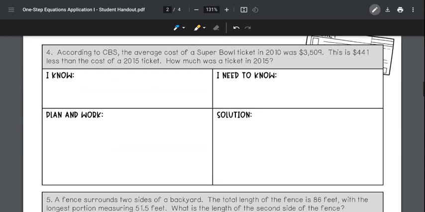All right, flipping to the back, we've got 3 more problems to figure out all of our little details and solve, and then we're done with our notes. So, number 4, according to CBS, the average cost of a Super Bowl ticket in 2010 was $3,509. I'm going to write that down. That's something we know. A 2010 ticket was $3,509 for the average cost. That's crazy. This is $441 less than the cost of a 2015 ticket.